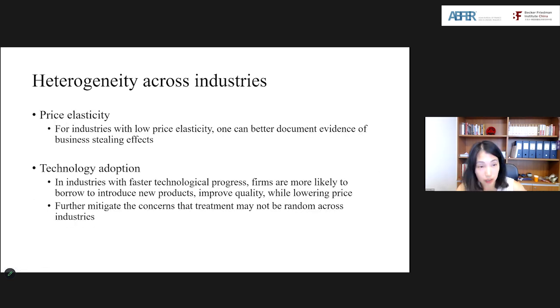Some heterogeneity tests might be useful. For example, you might want to look at the price elasticity across industries to see whether it's driven by a particular industry, and technology adoption. Some sectors are more technologically advanced than the others. Would this be driving the results? Given that we see strong evidence that treated firms are more likely to introduce new products and improve quality while lowering prices, this seems to be very consistent with the technology advanced sectors.